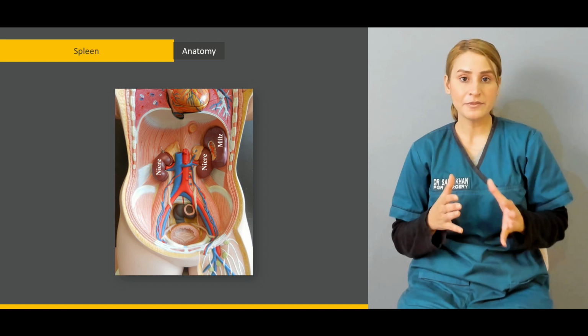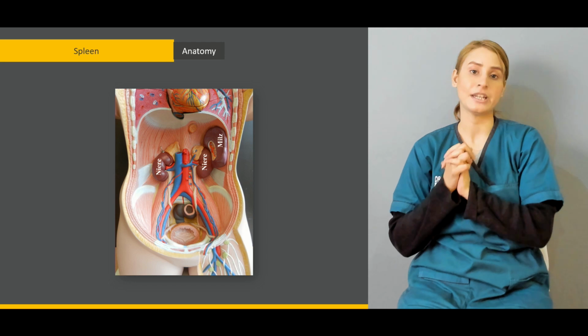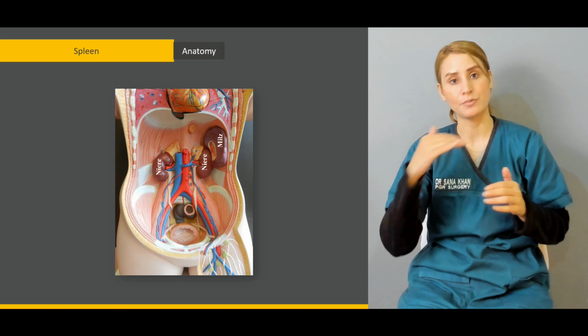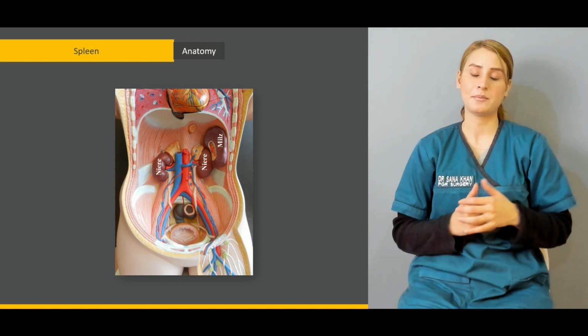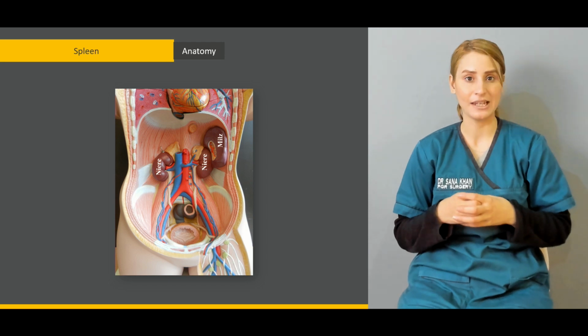So B lymphocytes and T lymphocytes are also located in the spleen, and it's considered to be a part of the reticuloendothelial system. The B lymphocytes are providing the antibody-mediated immunity, and the T lymphocytes are providing the T cell mediated immunity.